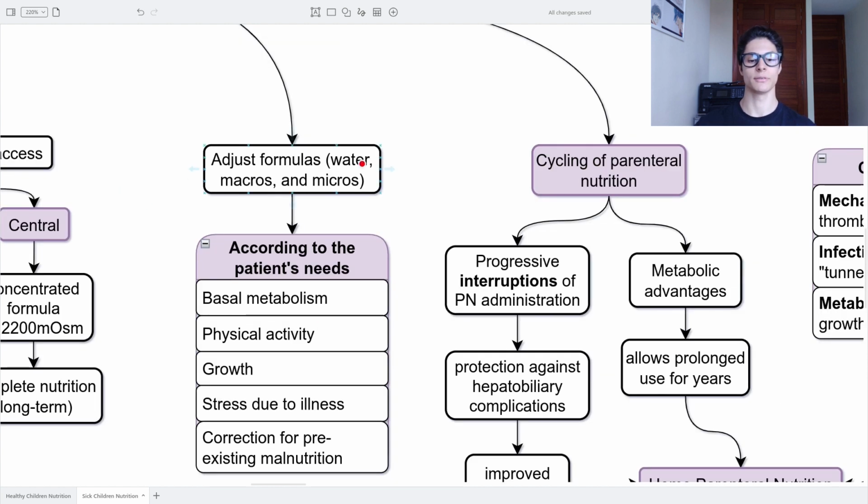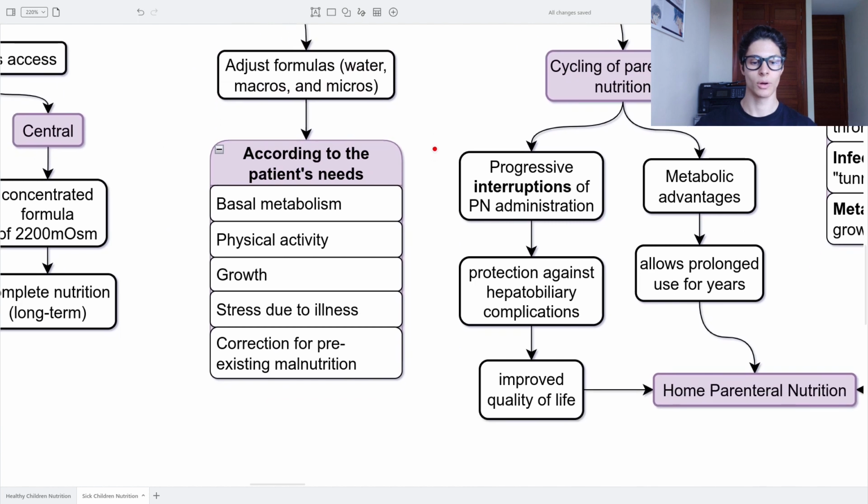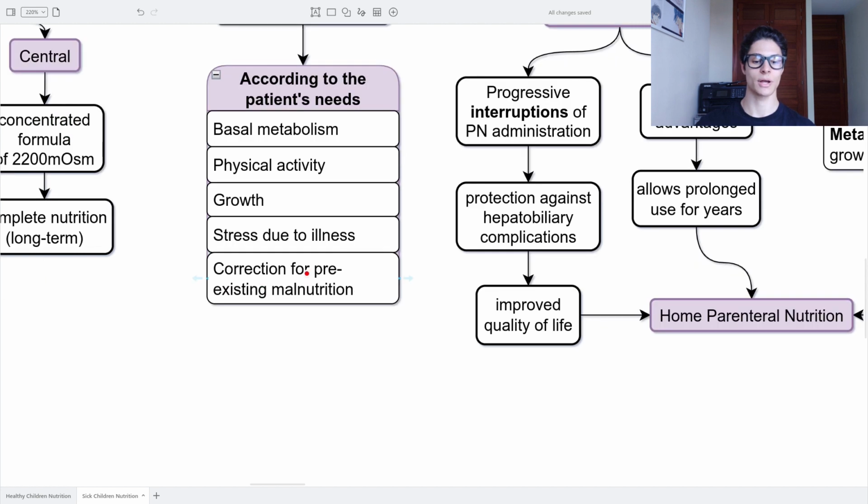And how do we adjust the formulas? Because they contain water, macros, and micros, of course. Well, we have to adjust it according to the patient's needs, based on their metabolism, on the physical activity, on the growth, on the stress due to illness. Yes, very important. This will increase by a lot the total daily energy expenditure. And also there is a correction for the pre-existing malnutrition. If they have to regain some weight, then probably they're going to need more calories.